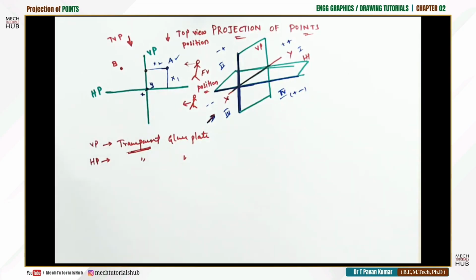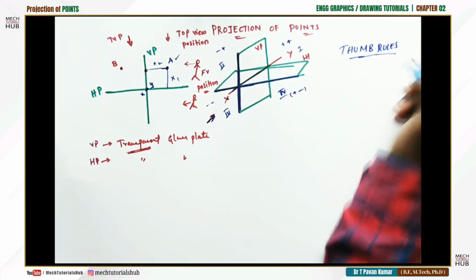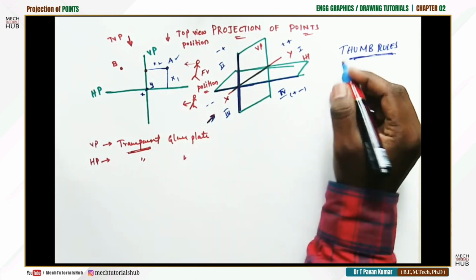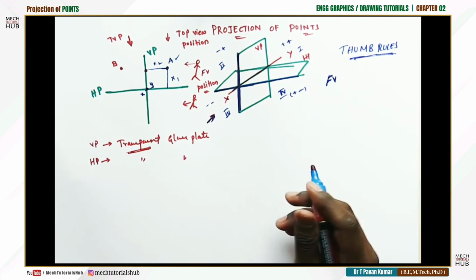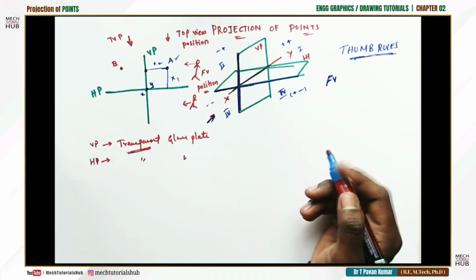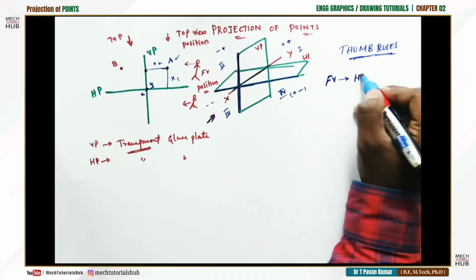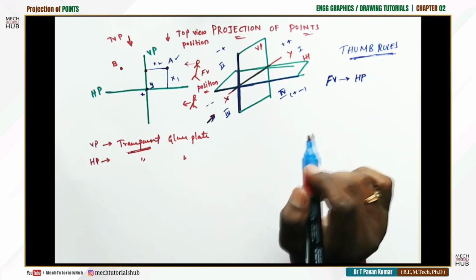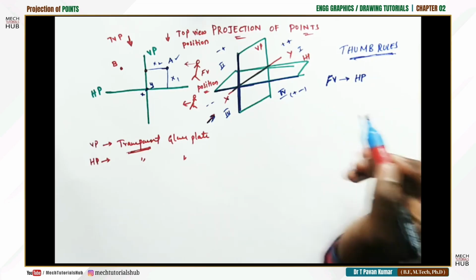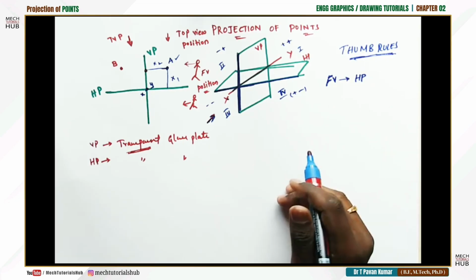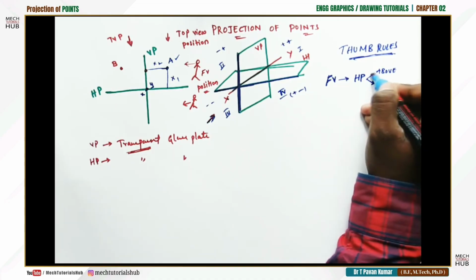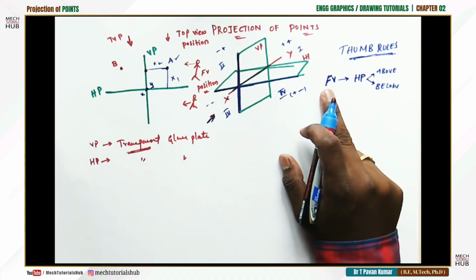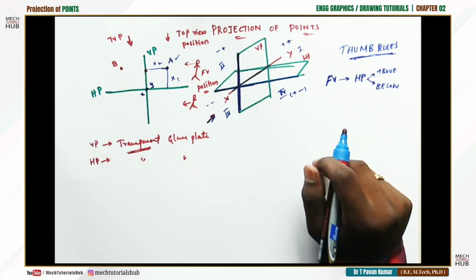Try to make a note. I'll make all the thumb rules here. So from here, what you could see is the front view. From the front view, what you could justify is all about the horizontal plane. You can only talk about the horizontal plane, whether the object is above or below. These are the two things you can talk about when you are standing in the front view position.